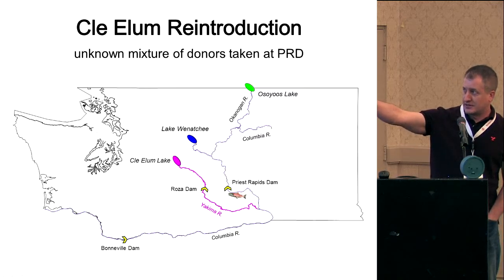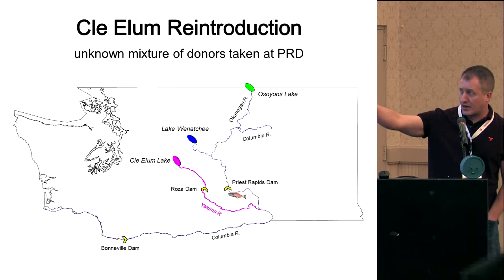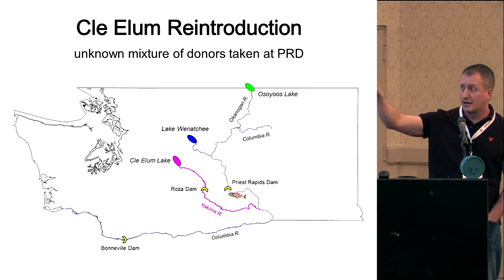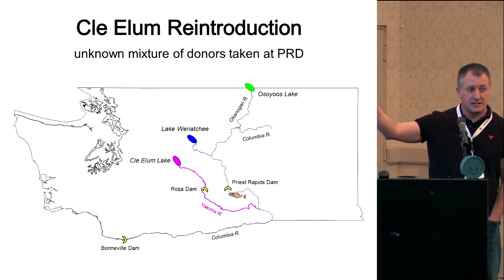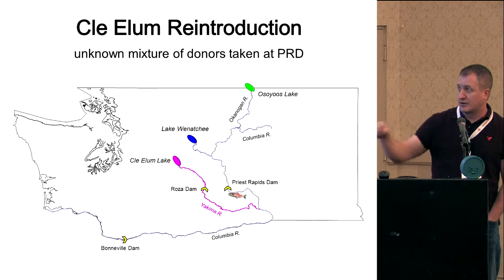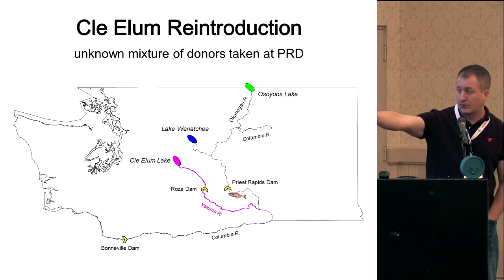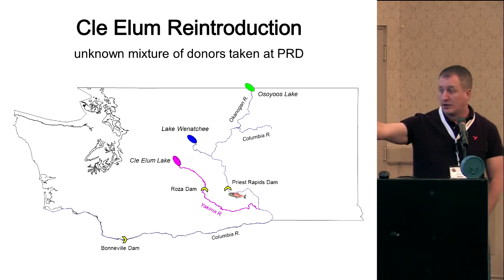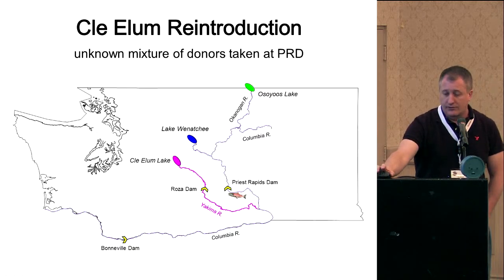Where the little fish is, there is Priest Rapids Dam. The Yakima Nation is gathering their outplant fish at Priest Rapids. It's a mix of the two extant Upper Columbia stocks, Lake Wenatchee and the Soyuz Lake. So it's obviously a mix of those two stocks, and then they're trucked up to the lake there. Just want to point out also Bonneville Dam, the first barrier in the Columbia River, down there in the lower left.